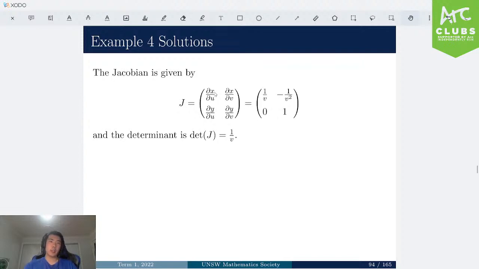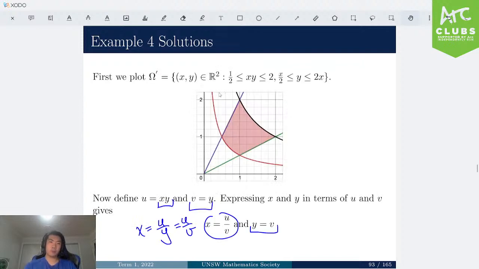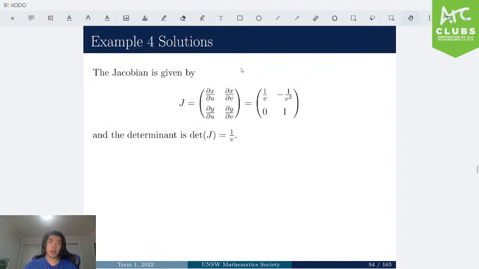So the derivative of our x in terms of u, maybe I'll just write it down here again, x equals u on v, y equals v. The derivative of x in terms of u becomes 1 on v. Derivative of x in terms of v equals to, this is a bit of a typo, I think it's meant to be negative u on v squared. Okay, I'm not sure why it's missing a u here. Okay, it should be negative u on v squared.